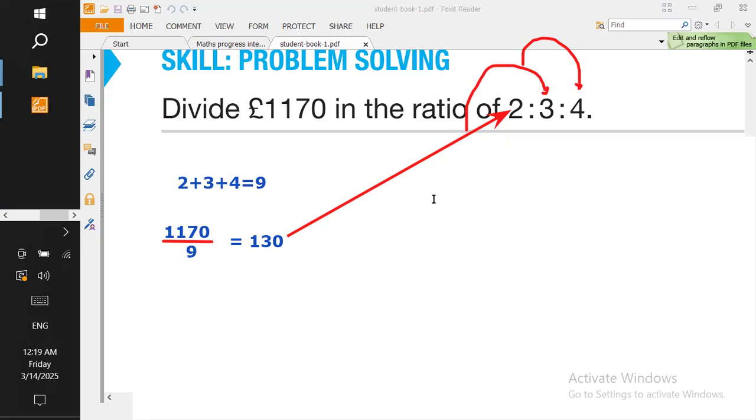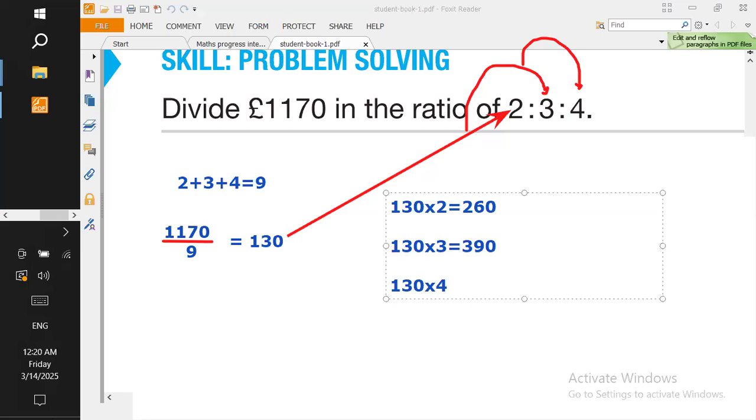So first, 130, I'm going to multiply it by 2, and then by 3, and then by 4. First, when you multiply it by 2, it's going to be 260. Second one, multiply by 3 equals 390. And the last one, 130 times 4 is going to be 520. And by that, I divided 1,170 using this ratio.